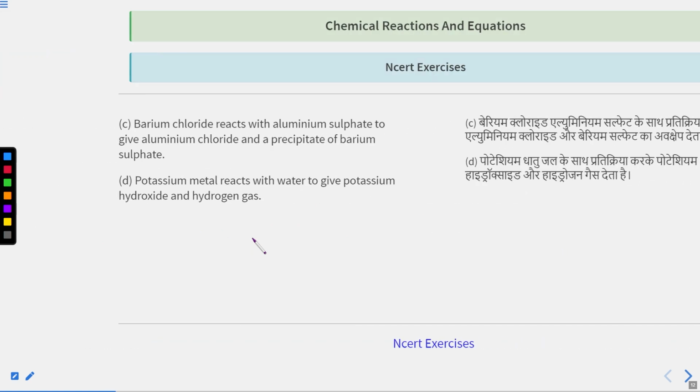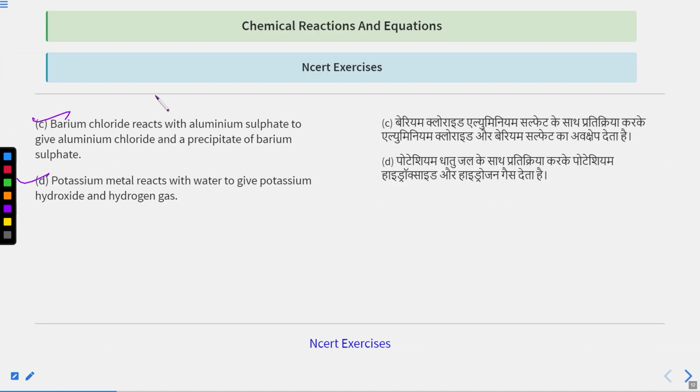Let's move to the next, C and D. The question is saying that barium chloride, which is BaCl2, reacts with aluminum sulfate, which is Al2(SO4)3. You understood already how we can write the formulas, right? You know cations, you know anions, and how to write chemical formulas by using cations and anions and their valencies, and you understood this in the previous grade 9. It is giving aluminum chloride, which means AlCl3, plus a precipitate of barium sulfate, BaSO4.